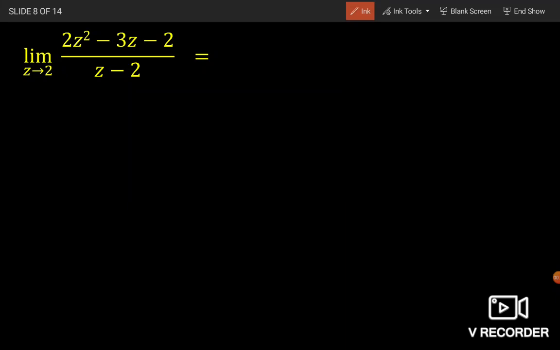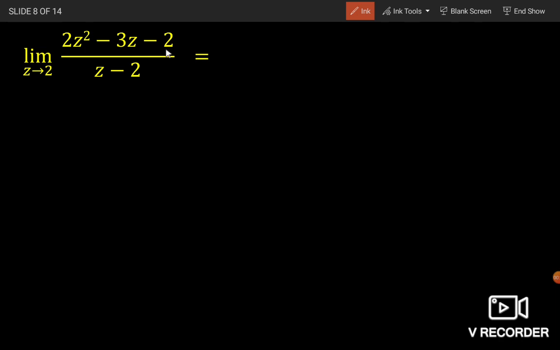Hi, this is a continuation of our topic on limits. So now you have here the expression 2z squared minus 3z minus 2 over z minus 2. Now take the limit of this expression as z approaches 2.